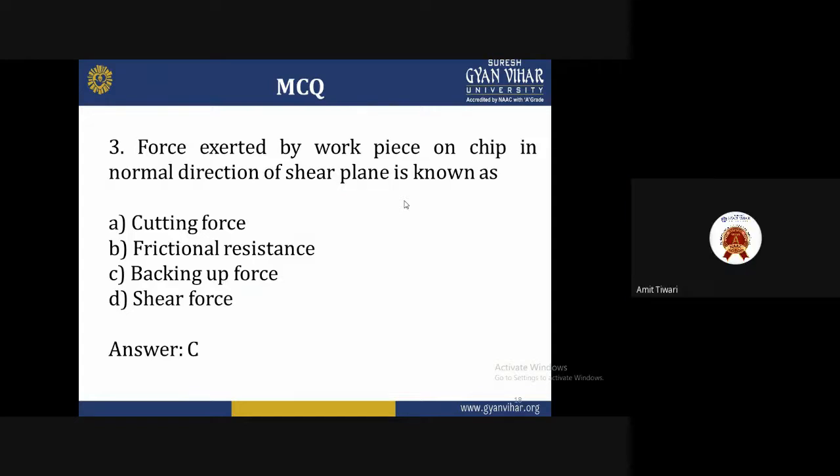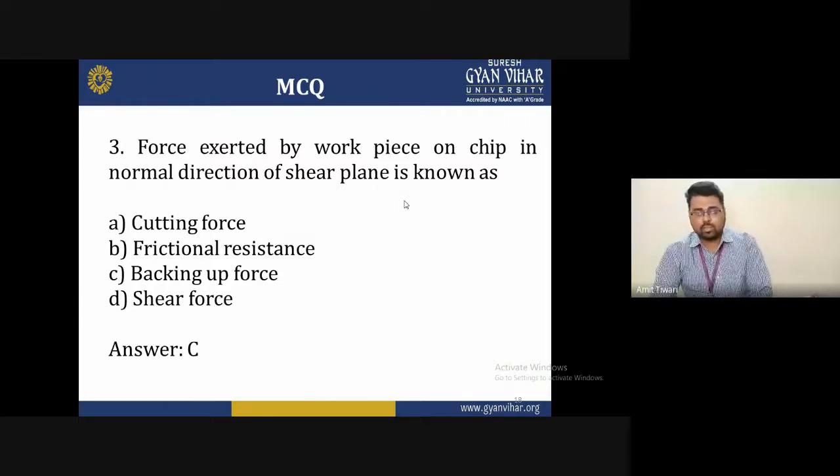What is backing up force? Backing up force is basically the force exerted by the workpiece on the chip in the normal direction of the shear plane. It means the force resistant to shearing, which is not required for the compressive stress. If we increase the compressive stress, it will reduce some forces and prevent the material from the tool and from the workpiece. This happens during machining, and the backup forces are mostly exerted by the workpiece on the surface in the direction of the shear plane.